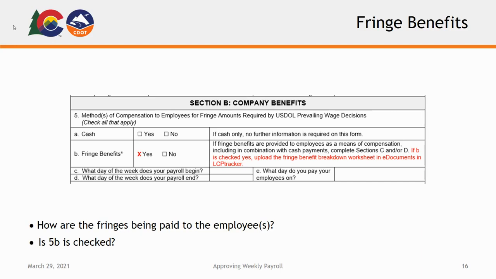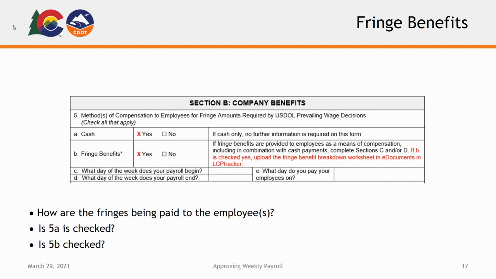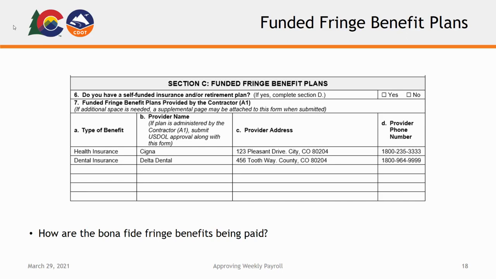Fringe benefits must be bona fide. Examples of bona fide fringe benefits would be life, health, dental, pension, and 401k. If they have checkmarked both 5A and 5B as yes, they are stating that they are paying both cash and fringe to the employee. Section C should provide type of benefit as well as provider information as to where the bona fide fringe benefits are being paid to the funded fringe benefit plans.